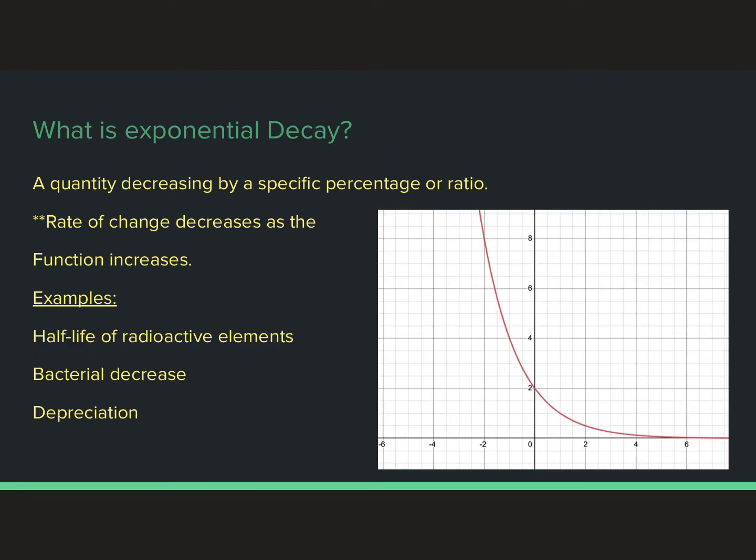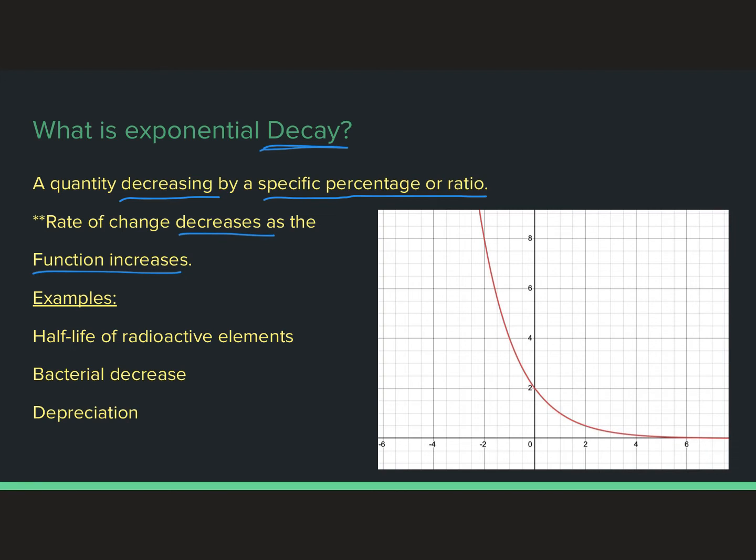Next, we have exponential decay. Exponential decay is sort of the opposite. This is when a quantity is decreasing by a specific percentage or ratio. So in this case, the rate of change decreases as the function increases. You'll notice on this graph, it starts out decreasing very quickly, and then it slows down and starts decreasing more slowly.